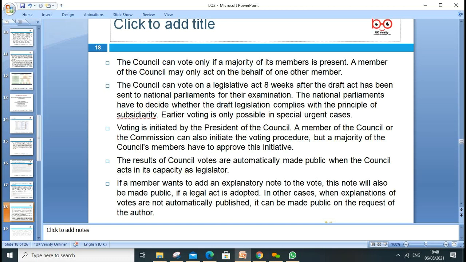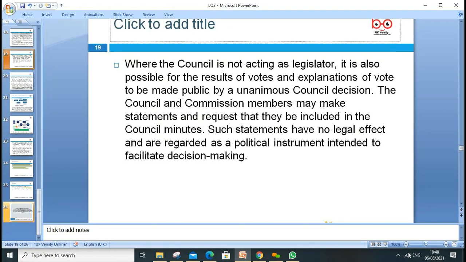Voting is initiated by the president of the Council. A member of the Council or the Commission can also initiate the voting procedure, but the majority of the Council members have to approve this initiative. The result of the Council vote is automatically made public when the Council acts in its capacity as legislator. If a member wants to add an explanatory note to the vote, the note is also made public.